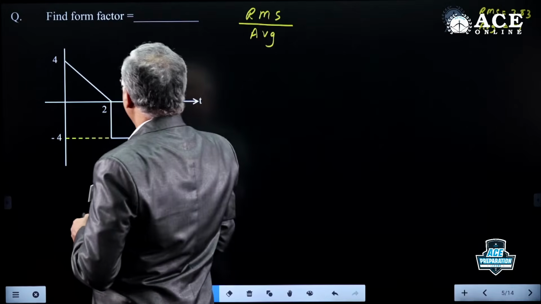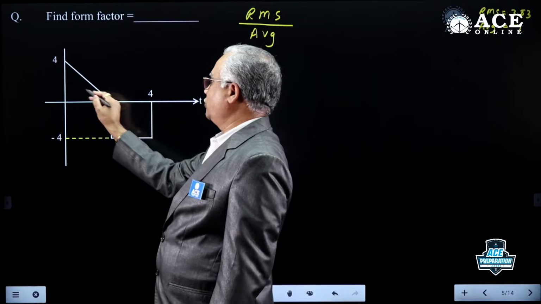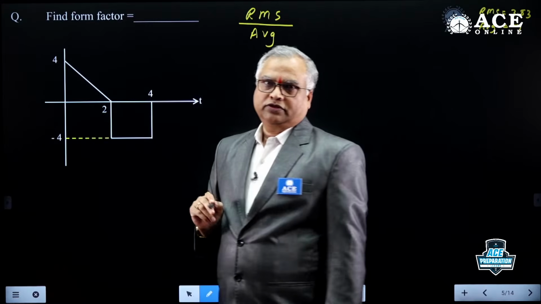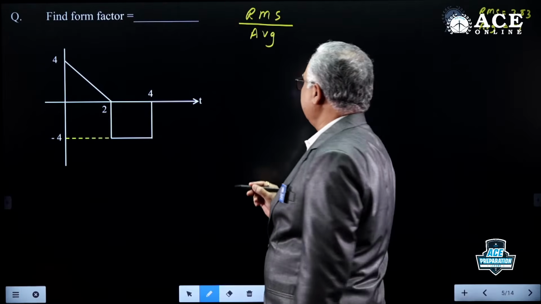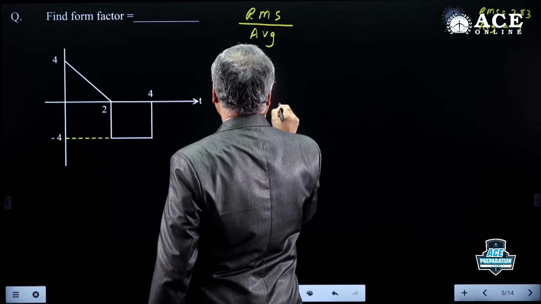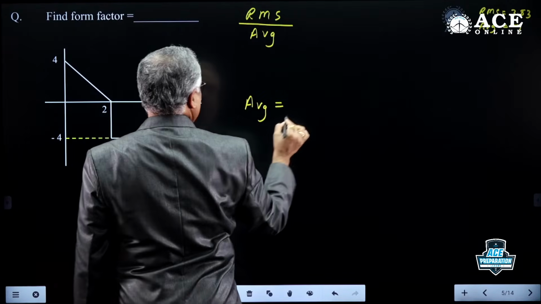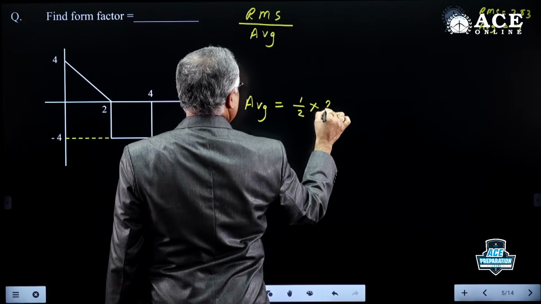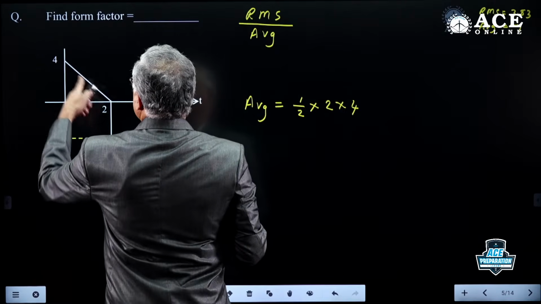Average value, you can use a formula. What is the meaning of average? Total area divided by total time period. So how to find average? What is the area of this? Half into base into height.